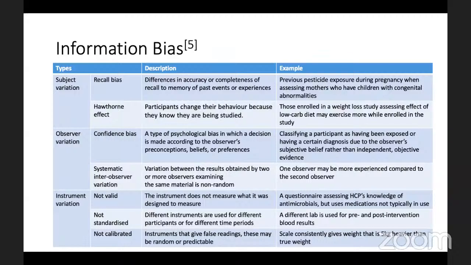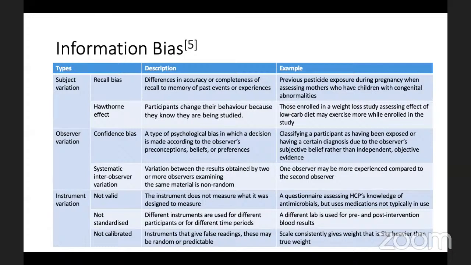Here the example is if we asked mothers who had children with congenital abnormalities if they were previously exposed to pesticides, those mothers who had babies with the abnormalities may think harder about any sort of exposure they may have potentially had.